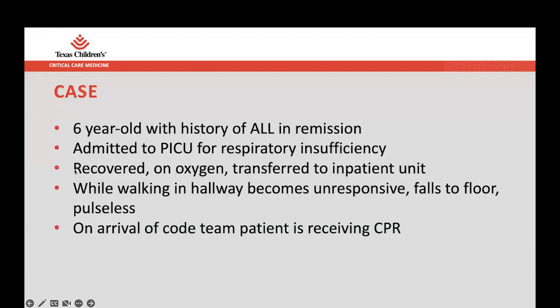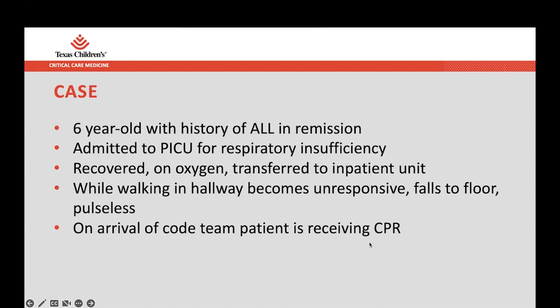Okay, next case. This was a 6-year-old with a history of ALL in remission. This is also at an outside hospital, admitted to the PICU for respiratory insufficiency. The kiddo recovered in the PICU, was on some nasal cannula, was transferred to the inpatient unit, and then while walking in the hallway, became unresponsive and fell to the floor pulseless. An RRT was called. On arrival of the code team, the patient was already receiving CPR.